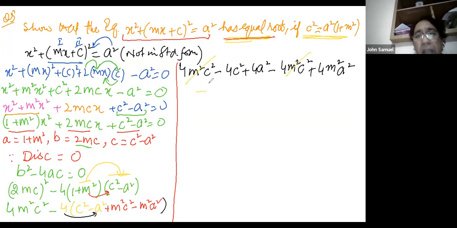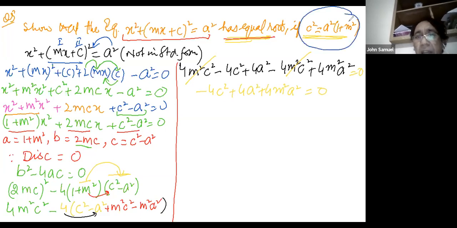Remaining we have minus 4c square plus 4a square plus 4m square a square is equal to 0. This we have 0. और हमें शुरू में अगर आपको याद हो तो हमें c की वैल्यू डिराइव करनी है. If you could remember, I'm again pointing out, हमें c डिराइव करना है. So we will take this c to the opposite side of the equality.